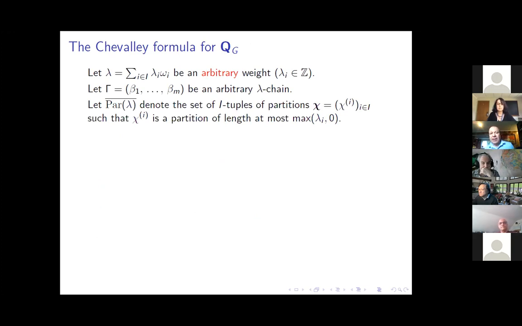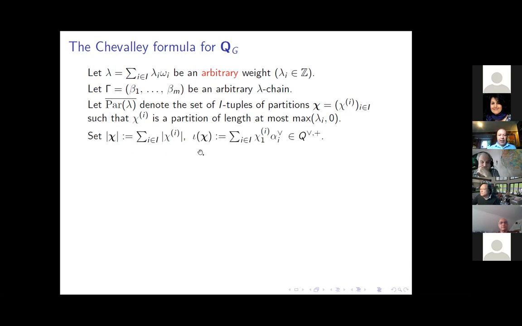And then we need some decorations here by some partitions. So this set, bar lambda bar, is a set of I-tuples. So I is the indexing set for the simple roots. So we take this I-tuple of partitions indexed by the simple roots, such that the ith one is a partition of length at most the maximum of lambda I and 0. So when lambda I is negative, basically this says there is no partition. And otherwise, the partition has length at most lambda I, so the number of parts.